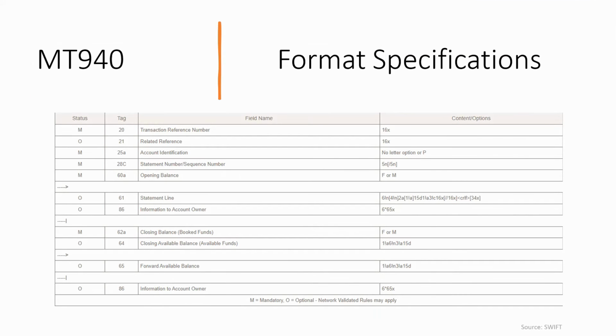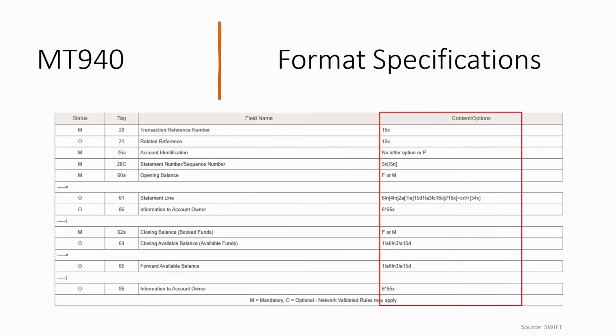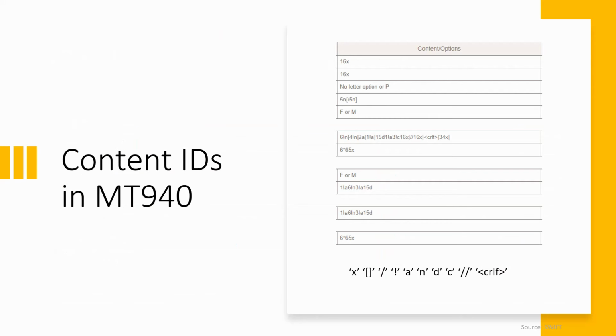Now that we understand the tags of MT940 and their statuses, let us go to another column, which is content or options. This might look a bit intimidating now. It is a bit of gibberish, with different numbers, different alphabets, and different symbols present in this content or options. Nothing to worry. In the next chapter, we are going to learn in detail about each and every content ID. The different characteristics that you can see here in this content are called content IDs. These content IDs mention what type of values can be passed in that particular tag in the MT940 statement.